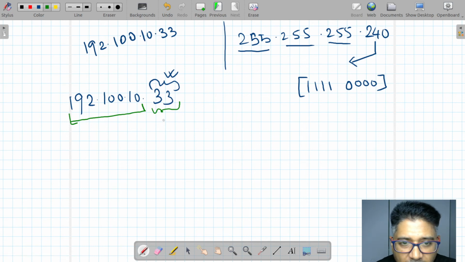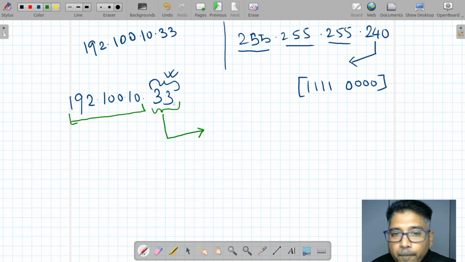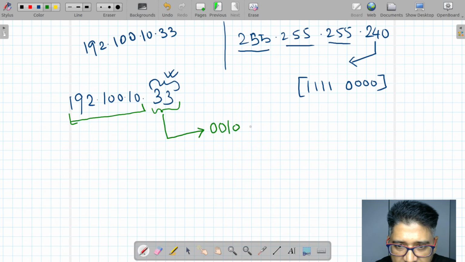While we are taking interest in the last octet, we have to break this into binary value. What is the binary value of 33? It is 0 0 1 0 0 0 0 1, using 128, 64, 32 and 1. This is the value 33.